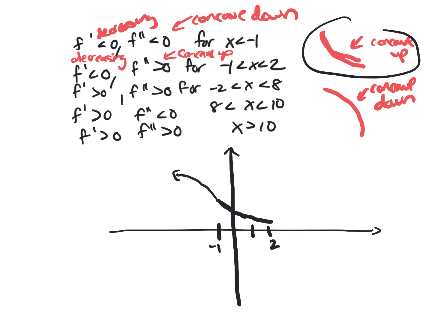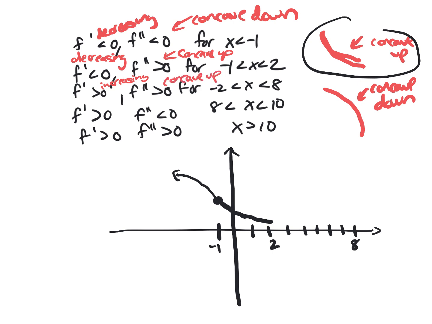Now notice, because at -1 it changed from concave down to concave up, then -1 is an inflection point. I don't know if you've talked about that, but an inflection point is where it changes concavity. So it was decreasing between -1 and 2, but concave up, so smiling. And then from 2 to 8, so let's do 8, the graph now all of a sudden is increasing, but the second derivative is still positive, so it's concave up.